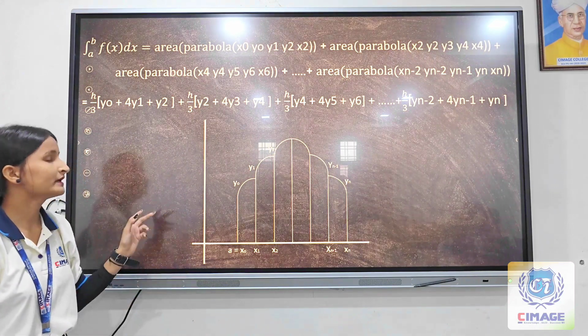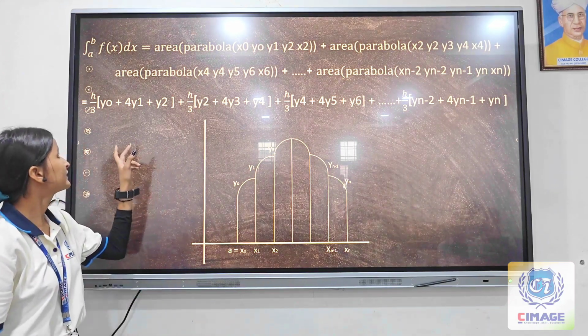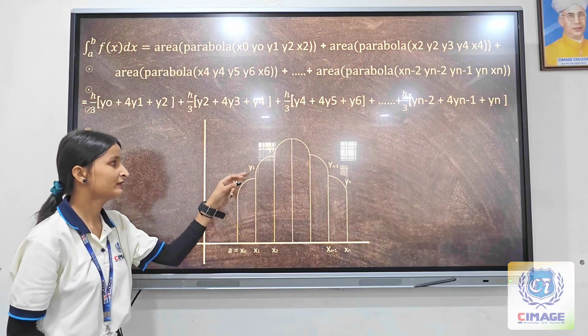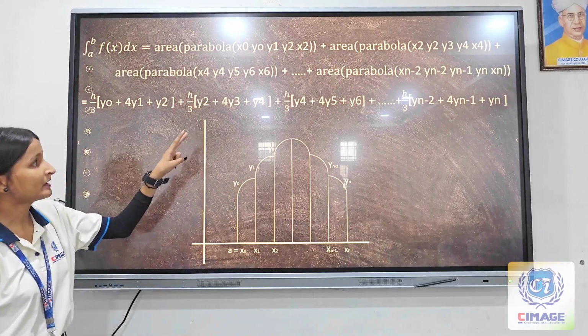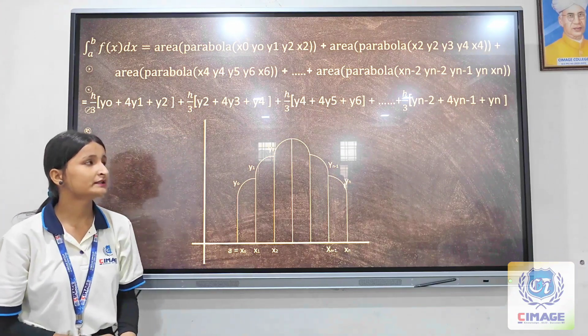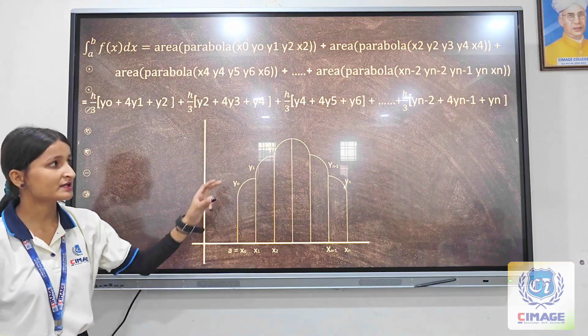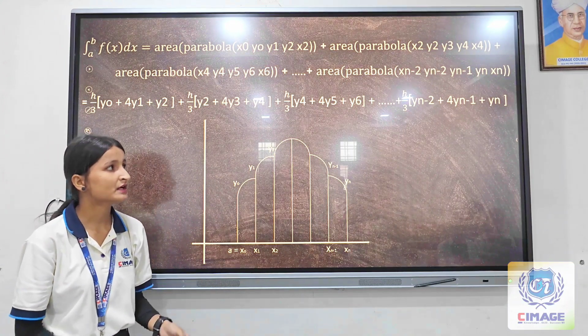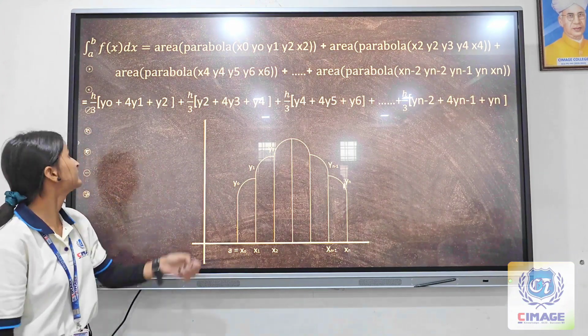As we all know, the area of a parabola is h by 3 times y0 plus 4y1 plus y2, and the area of the second parabola is h by 3 times y2 plus 4y3 plus y4. Similarly, the area of the last parabola is h by 3 times yn minus 2 plus 4yn minus 1 plus yn.